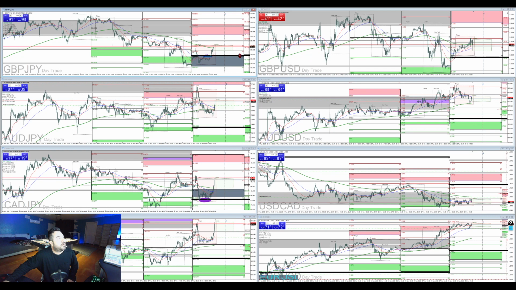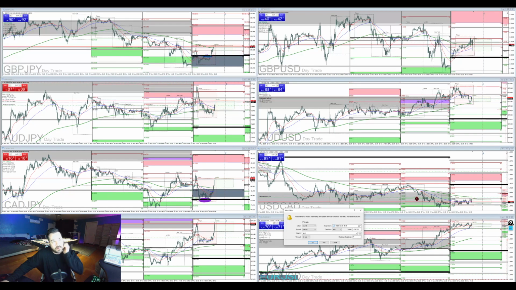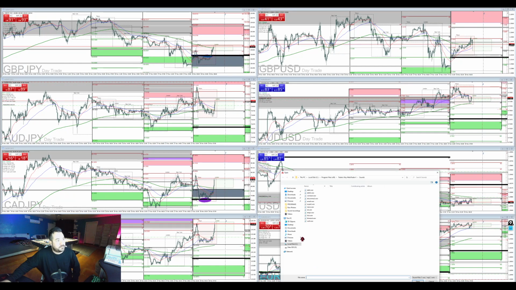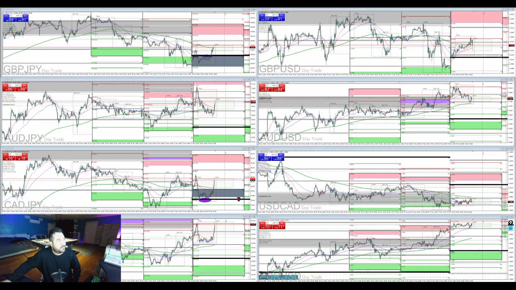So let's go ahead and mark my day trading alerts and modify. Let's go to day trade and another alert. I love how I have, for the most part, unlimited alerts on the Trader's Way MT4.